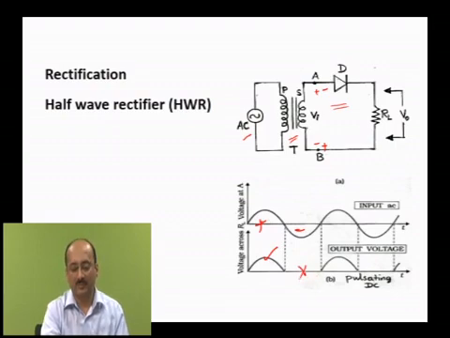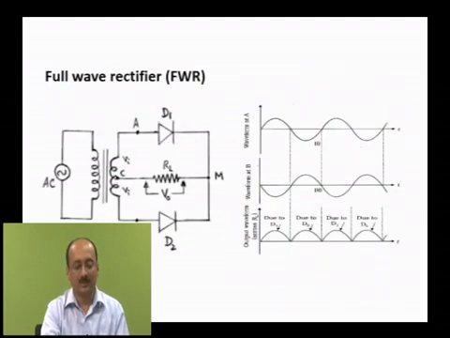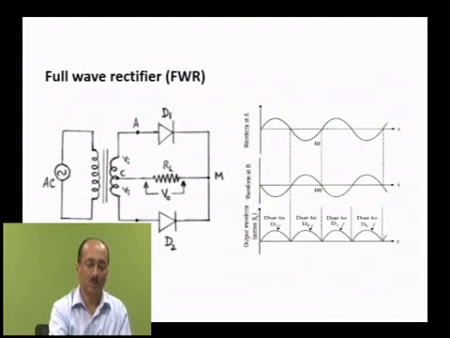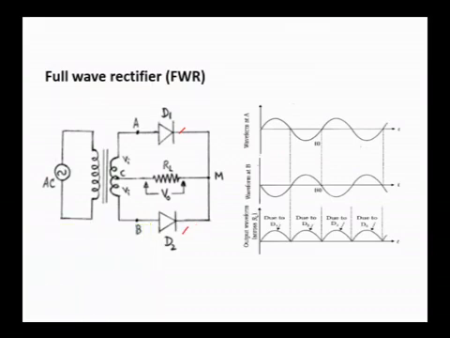So half wave rectifier, as the name itself suggests, will conduct only during one half cycle of the input AC. In the full wave rectifier part, two diodes are employed, D1 and D2, and one after the other respectively during positive half cycle and negative half cycle, one or the other will be conducting. So you will be getting output for the entire input cycle.